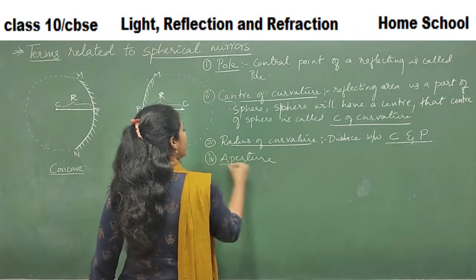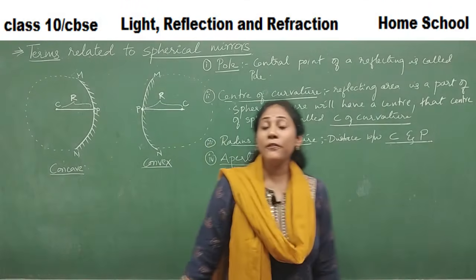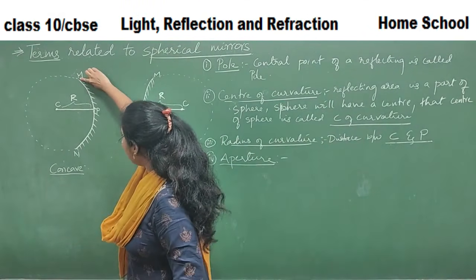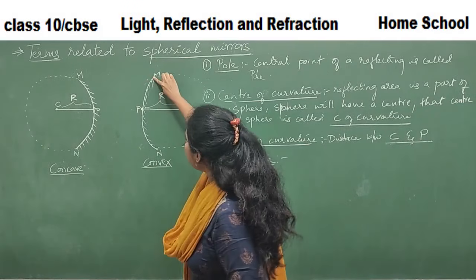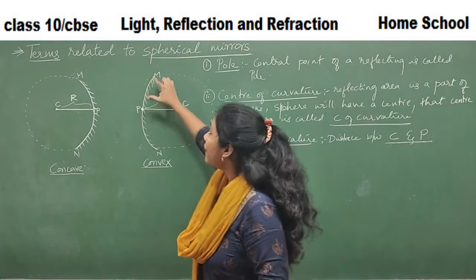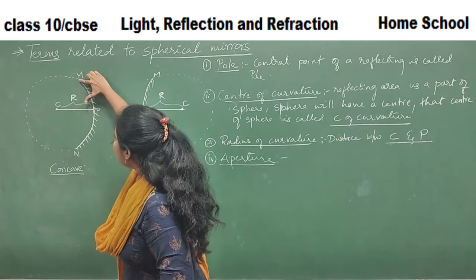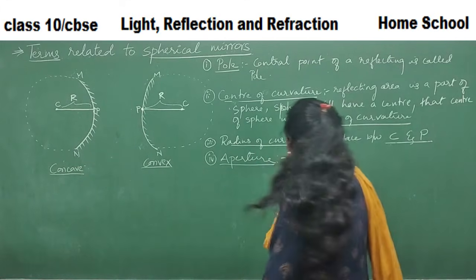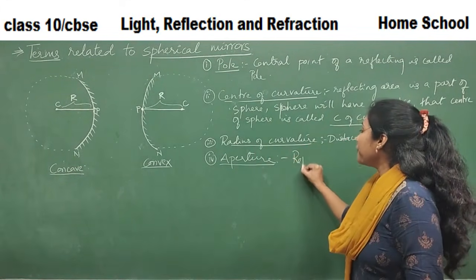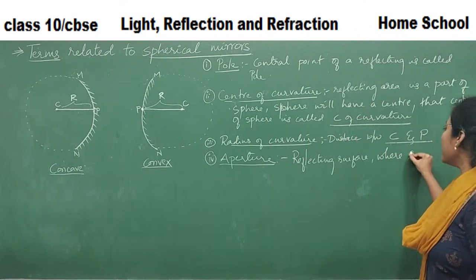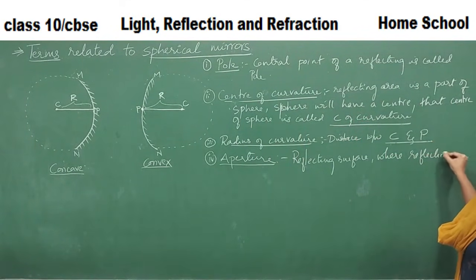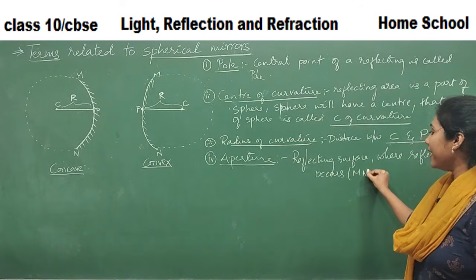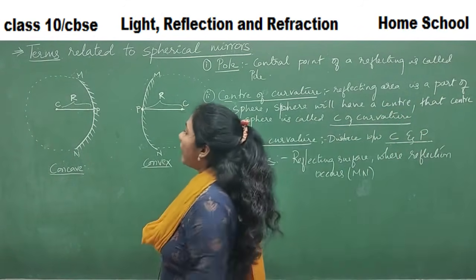Fine. The next term is aperture. What do you mean by aperture? The reflecting surface where reflection occurs. Here, this much MN is the reflecting surface, right? This much area where reflection is happening is called aperture. So what I'll write here: reflecting surface where reflection occurs. That MN area is called aperture.